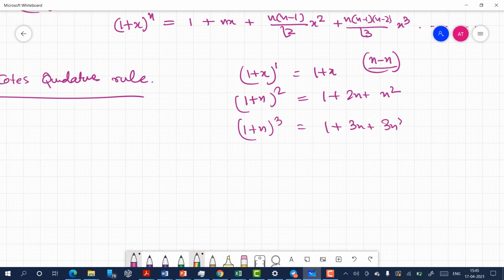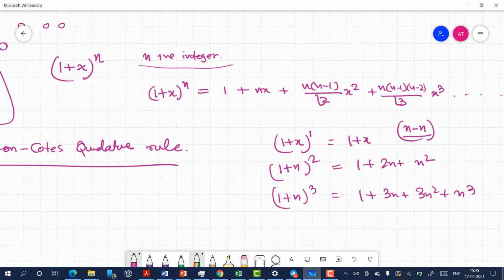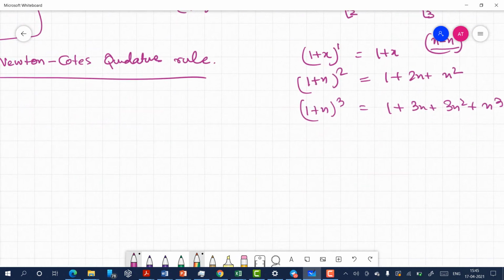3x plus 3x squared plus x cubed. So this is what you get. Before Newton, it was used only for positive integers, but Newton applied it for negative and fractional values. So he applied it for 1 plus x to the power minus n, and this simply becomes 1 by 1 plus x to the power n.